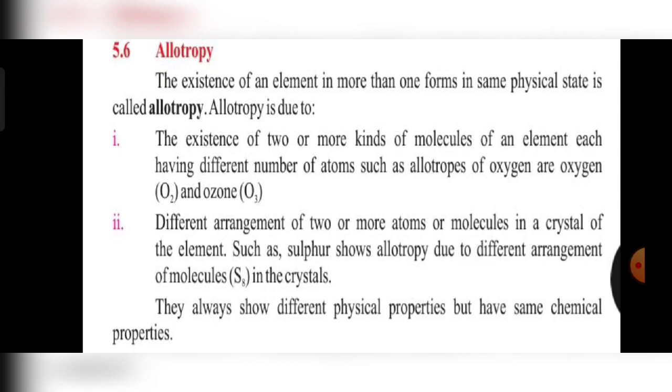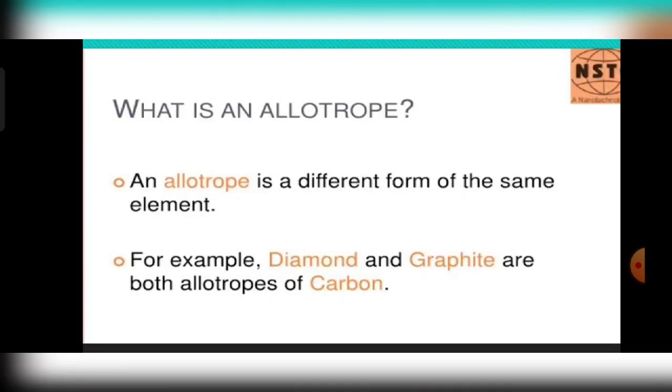In the second form of allotropy, there is a different arrangement of two or more atoms or molecules in a crystal of the element, such as sulfur, which shows allotropy due to different arrangement of molecules in the crystals. They always show different physical properties due to structural arrangement, but have the same chemical properties.